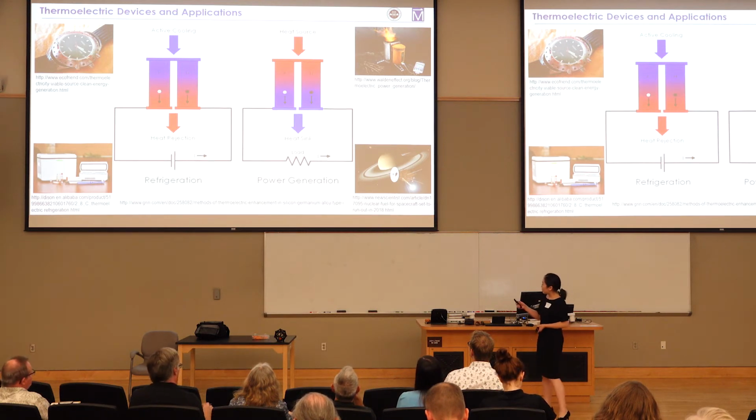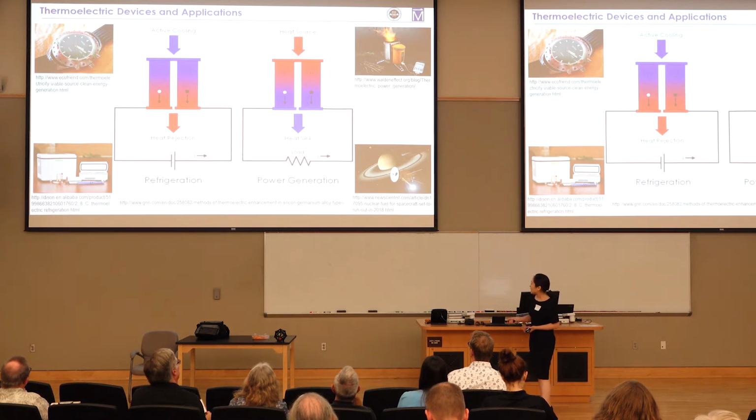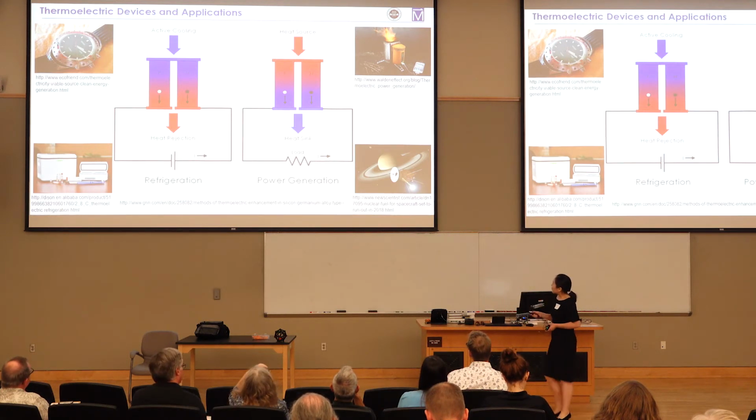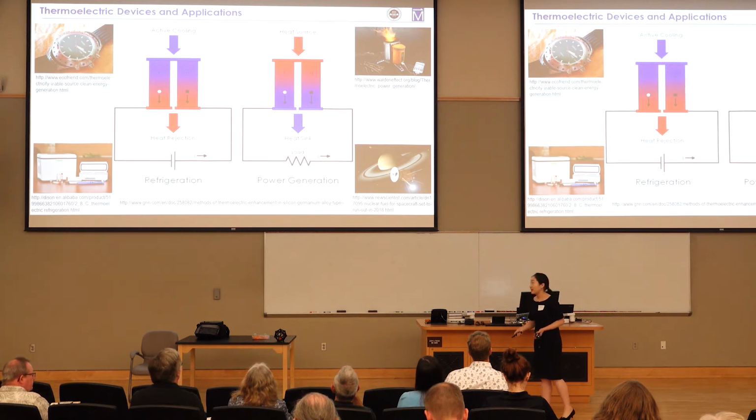For instance, when we apply a potential difference between the two sides of the device, it will absorb heat on one side and release heat on the other side. Applications are like thermoelectric coolers, warmers, or refrigerators. Conversely, when we apply a temperature gradient between the two sides of the device, a current will be produced, which can be used as a power generator.